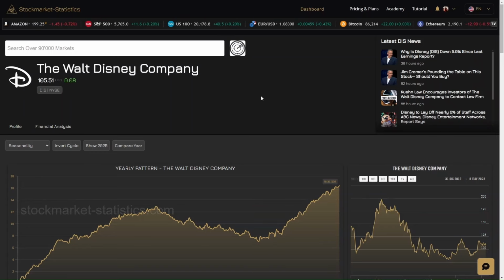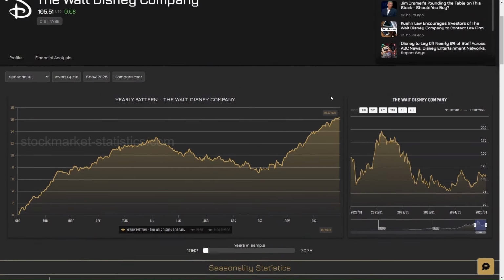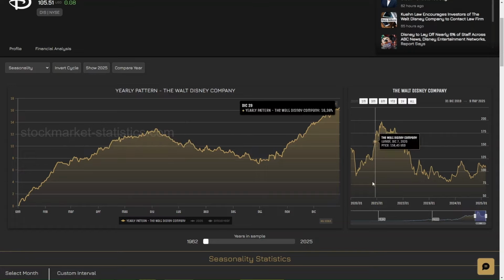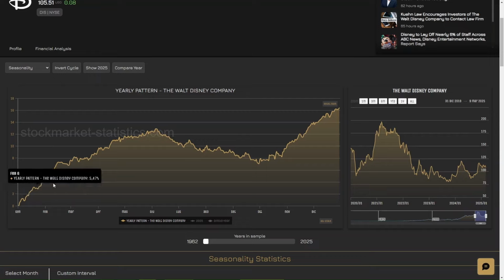Now, let's explore the true power of the dashboard: seasonality and intra-monthly statistics. This chart shows the annual seasonality pattern of the analyzed market. In this graph, you can see clear bullish and bearish trends throughout the year.